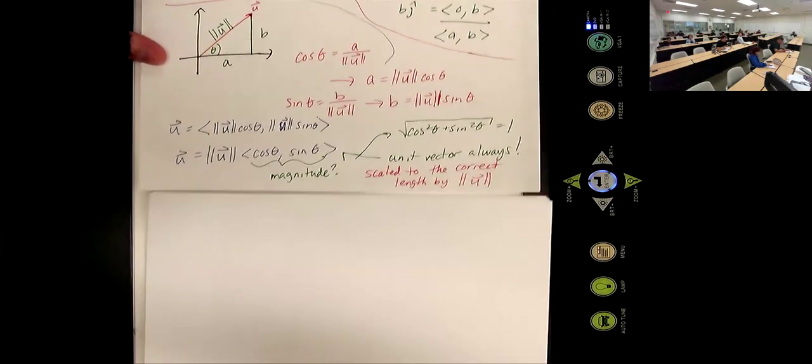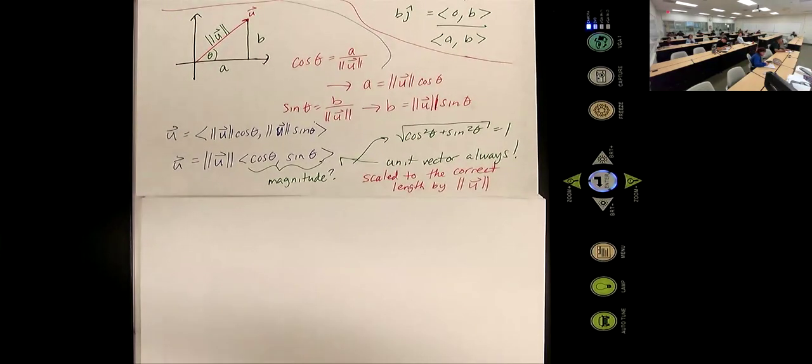Let's do some examples of this. What we were doing was taking the vector and breaking it down into the x and the y, but we were drawing a picture and doing SOHCAHTOA and all that. If you just memorize this, magnitude times cosine theta or sine theta, you get there really quick.